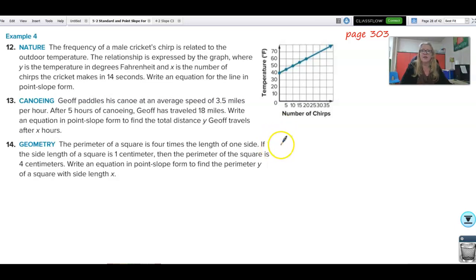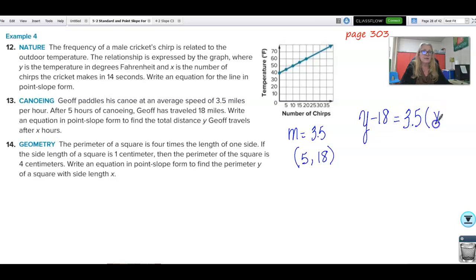Jeff paddles his canoe at an average speed of 3.5 miles per hour. That's your slope. He travels at 3.5 miles per hour. After 5 hours of canoeing, Jeff has traveled 18 miles. That's your point. Easy peasy. Y minus the y coordinate, which is 18, equals slope, which is 3.5, times x minus the x coordinate. They did want point slope form. Yeah, they do. Okay. So there you have that one.